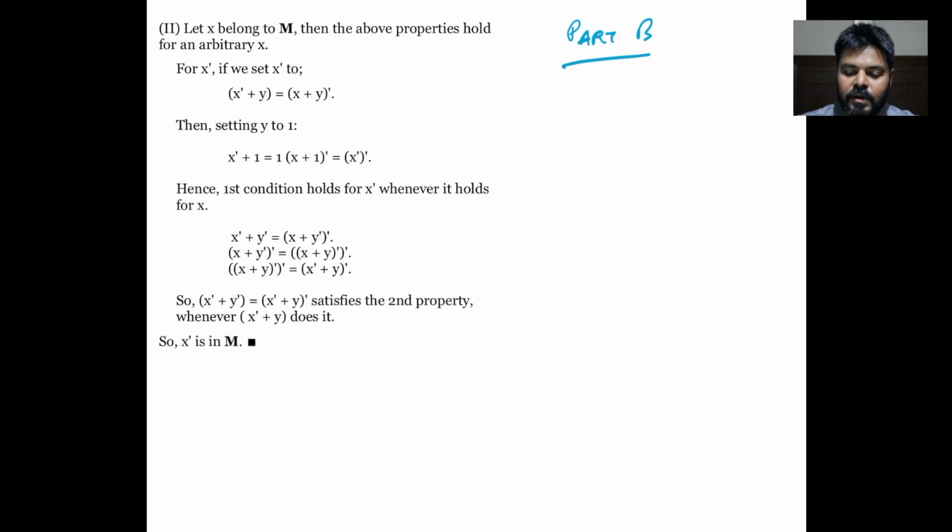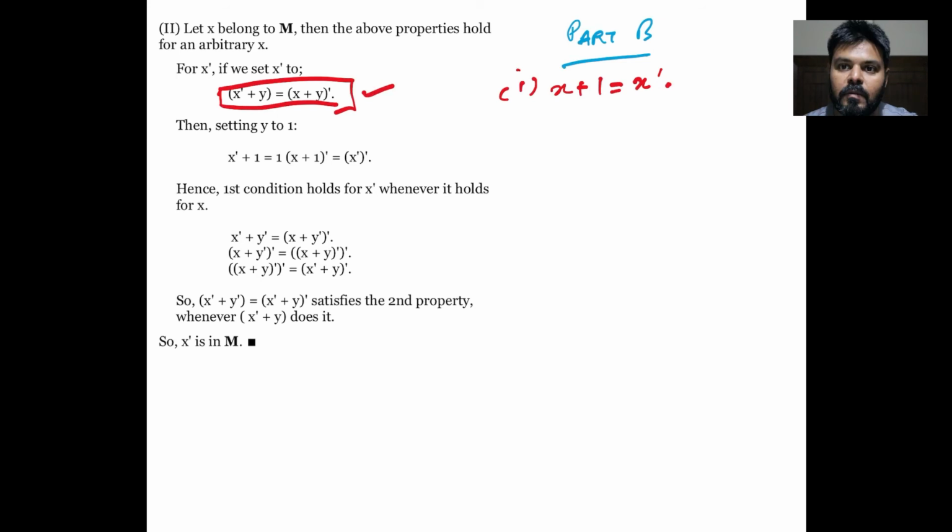Here we will show that whenever these two properties 1 and 2 hold for x, they also hold for x prime. So what was the first property? It was, in the last part, in the part A, the number that was required was x plus y equals y prime. This time this is the number that is required. This is the number, if we use it, that will result in the proof of the existence part.